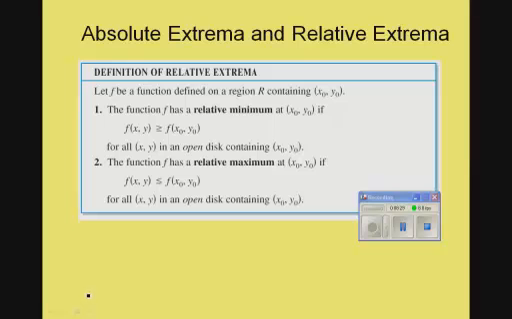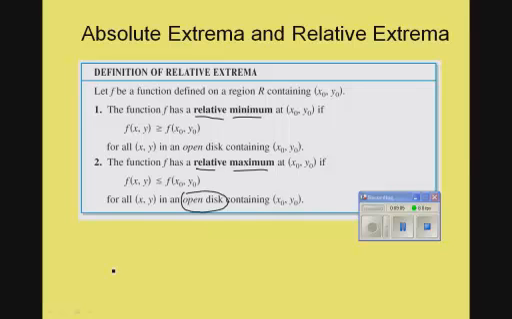Definition of relative extrema. Don't write this down. It's in your book. I think you know it anyways. They tell me, hey, f has a relative minimum if... Now, I almost didn't include this, but I did put it on the PowerPoint because I want to bring up an important point. When we talk about relative minimum or relative maximum, we're talking about an open disk or an open region of some kind, not a closed region anymore. Okay? That means don't include the boundary.